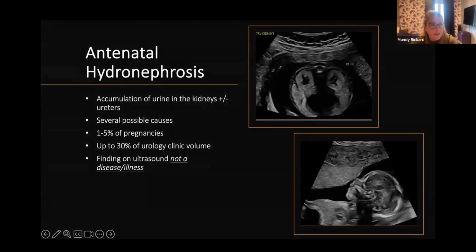And as most of you know, hydronephrosis is not an illness or a disease, but instead it's a finding on ultrasound. The natural history of hydronephrosis varies from self-resolving or transient to obstructive hydronephrosis that might benefit from a surgical intervention.